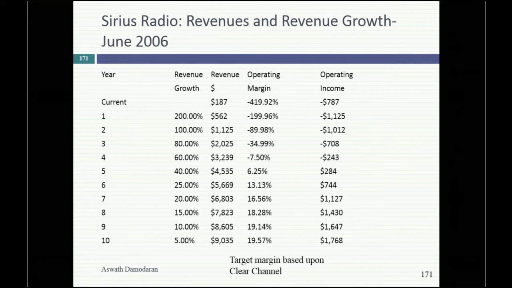So you can see assumptions are piling on top of assumptions. But I've got to keep moving, otherwise I'm not going to get to the end of the value. So my operating margin goes from minus 420 to plus 19.6%. So how do you come up with the middle numbers? I actually used a very simple algorithm. See if you can figure out what it is.